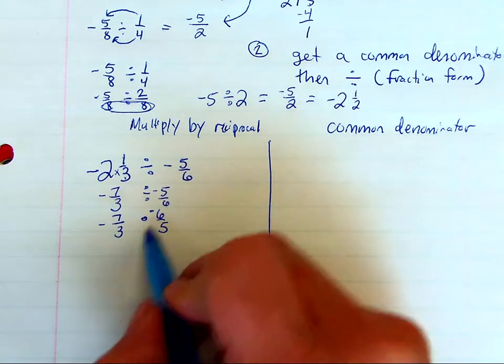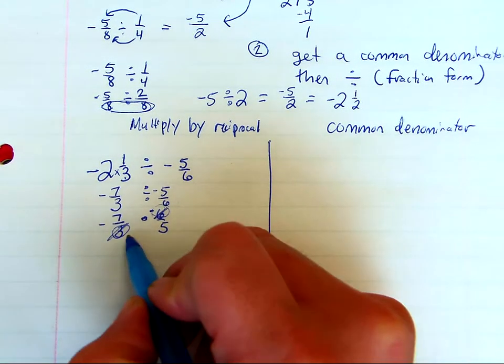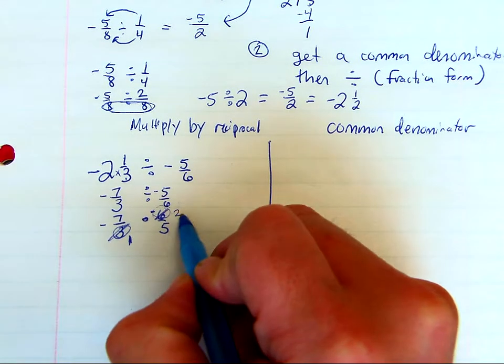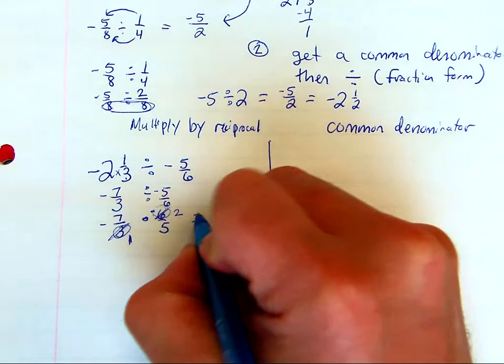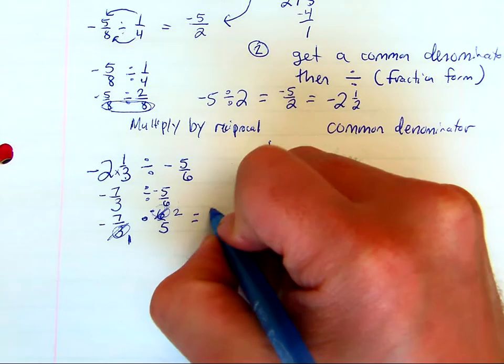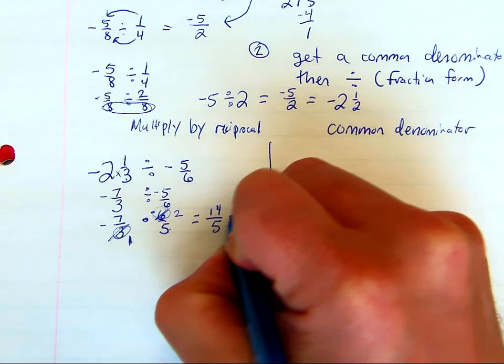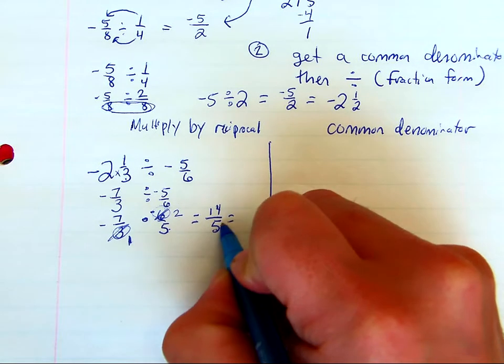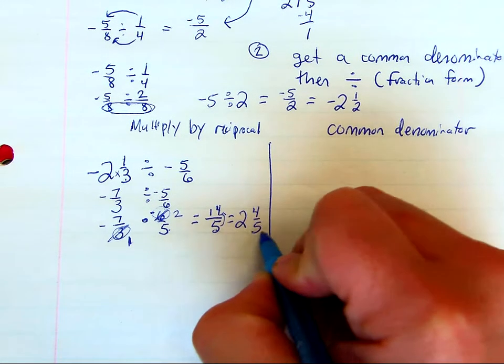So then I see this 6 and this 3. 3 goes into both. 3 goes into 3 once. 3 goes into 6 twice. Negative 7 times negative 2, what's that going to make? 14. Good job. And then 1 times 5 is going to be 5. 5 goes into 14 2 times with 4 left over.